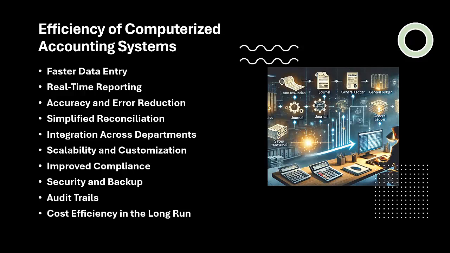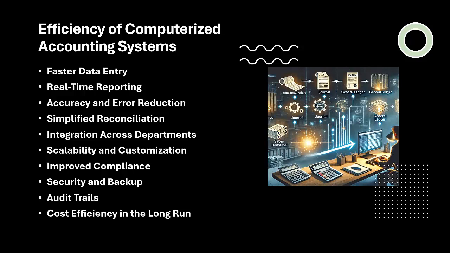1. Faster data entry. Transactions only need to be entered once into the system. After that, the software automatically posts them to all relevant accounts, saving time compared to manually recording each transaction in multiple ledgers. Example: a sale recorded in the sales account will automatically update the accounts receivable and cash bank accounts without additional input.